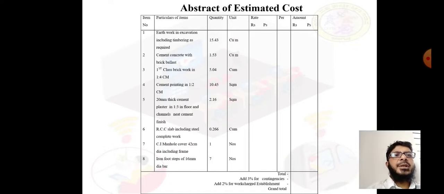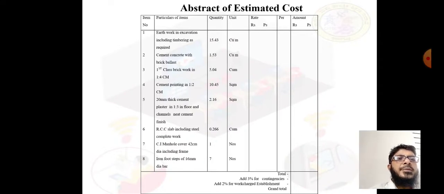unit is meter cube. Then second item, cement concrete with brick ballast, quantity is 1.53, that is also in meter cube. Then next, first class brickwork in 1 in 4 cm, again its quantity is 5.04 meter cube. Like that, for cement pointing, then plastering in channel, and RCC slab, next manhole cover, and iron footstep of 16 mm diameter. So these are the total 8 items, and its quantity will be calculated and its amount.